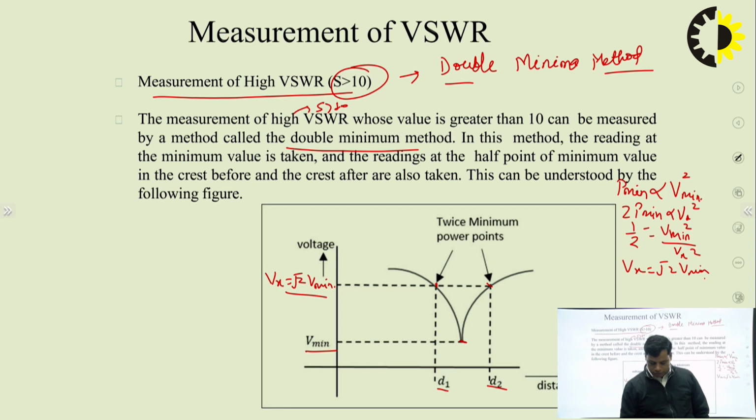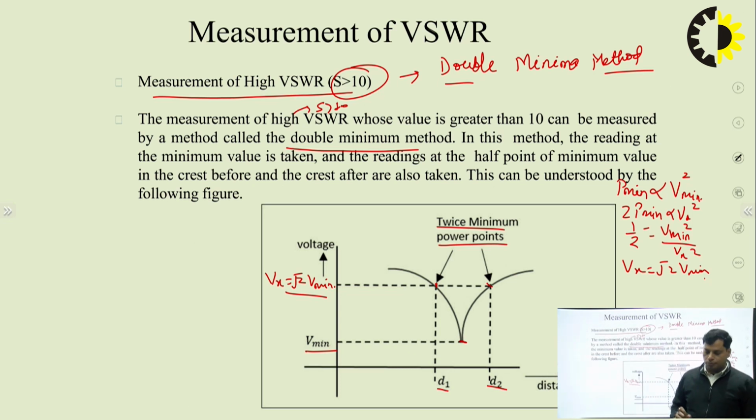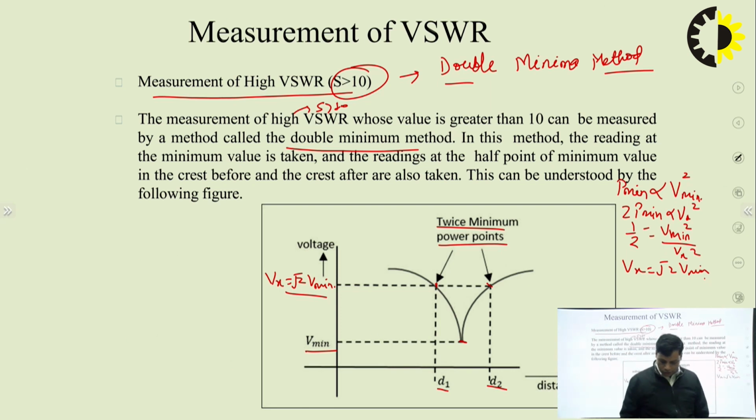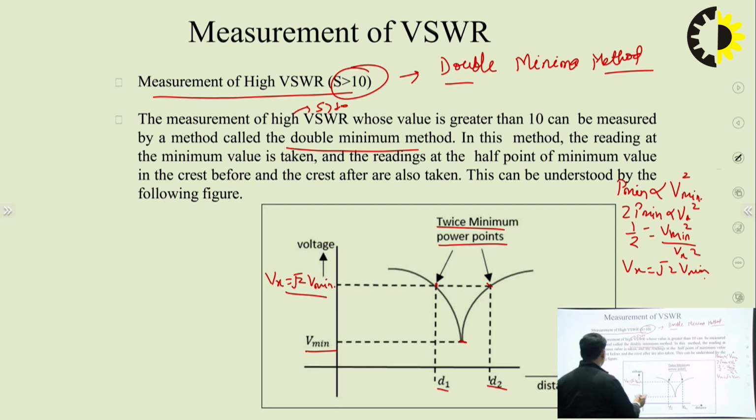So we get two points, D1 and D2, the two half-power points of the minimum. We have noted down D1 and D2 in this way. When we have these two points, we have the relation: VSWR is equal to lambda G upon pi times (D2 minus D1).